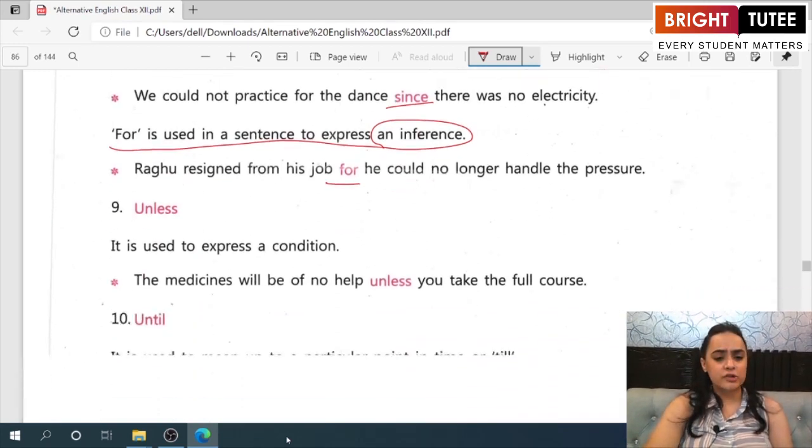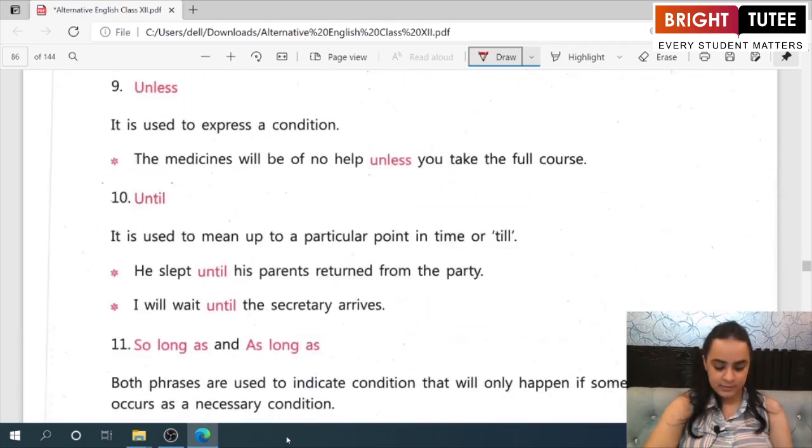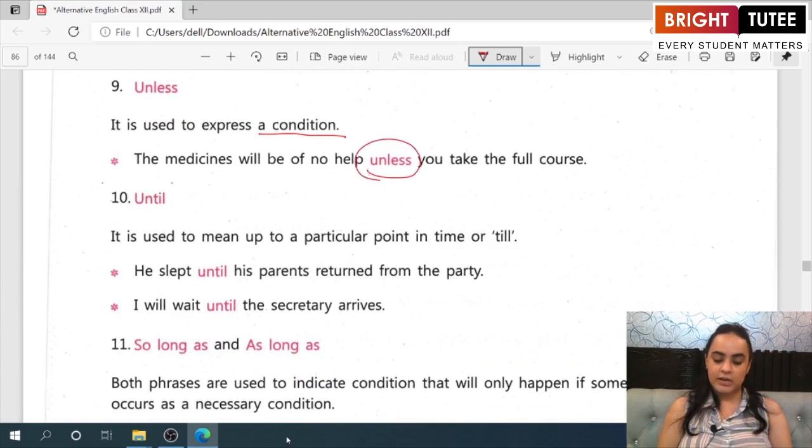The next conjunction that we have is unless. It is used to express a condition. The medicines will be of no use unless you take the full course. So it will be of no use unless you take the full course.